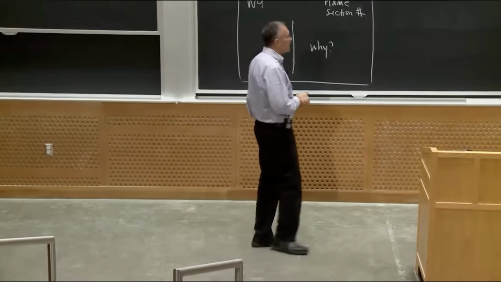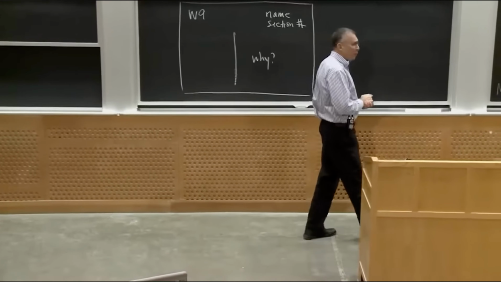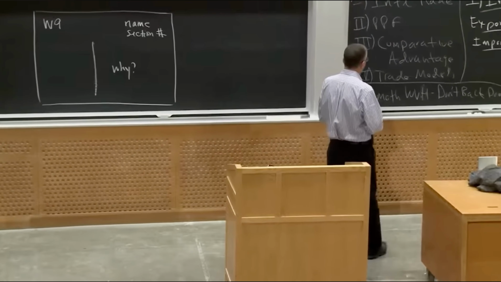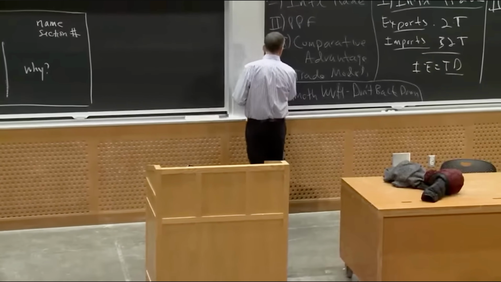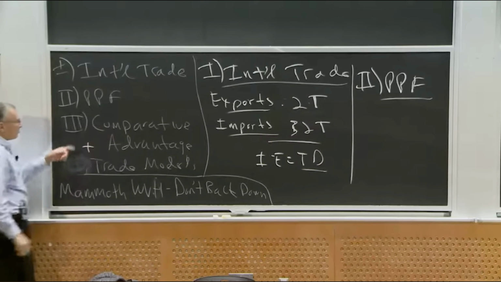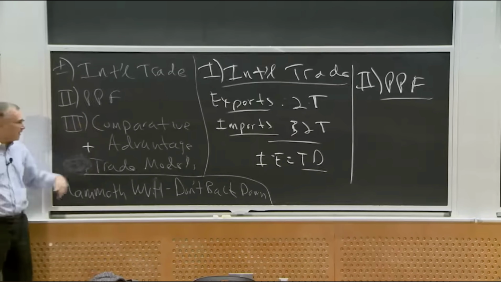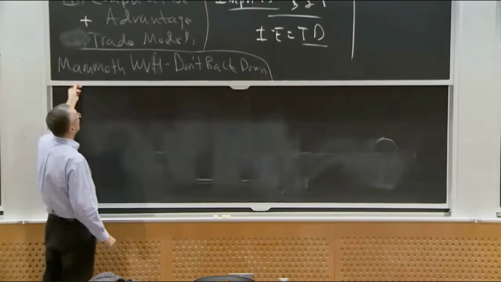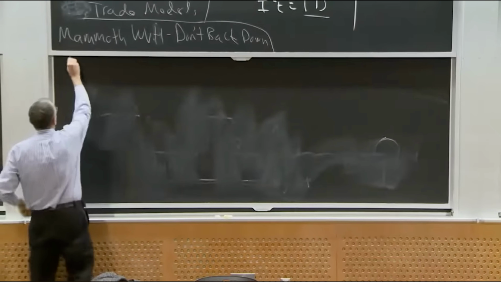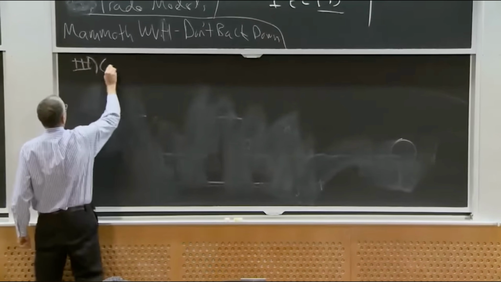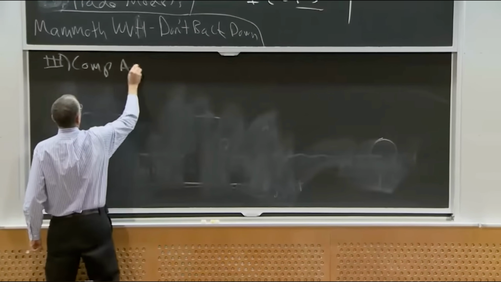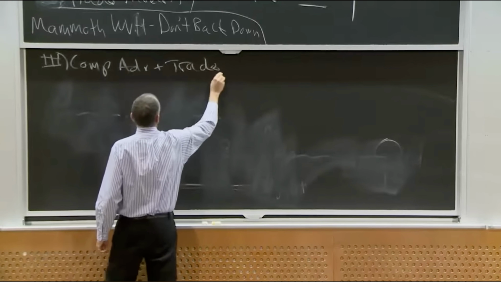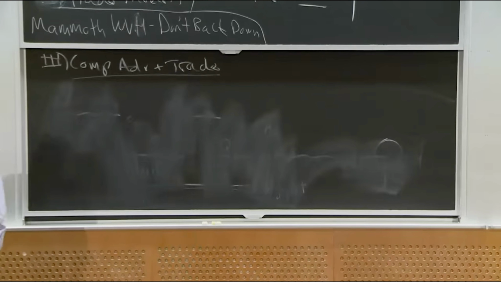Okay, with that in mind, now we want to turn to our classic model of trade. We're going to talk about, this is really one topic. Sorry, I wrote this with a thin chalk, it's hard to see. Comparative advantage and models of trade. So we're going to turn to the topic of comparative advantage and trade. Okay.